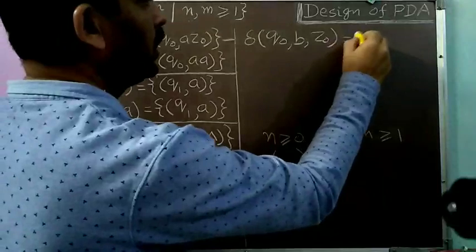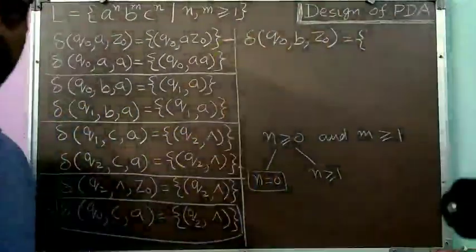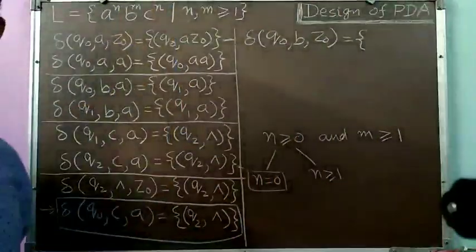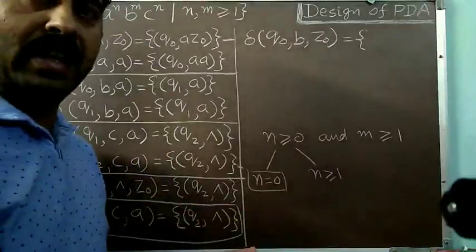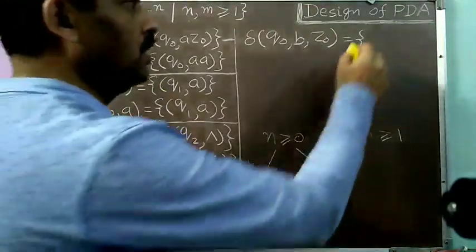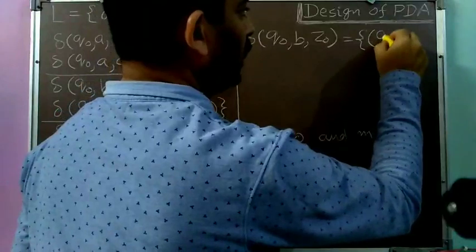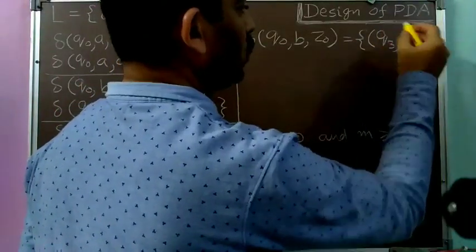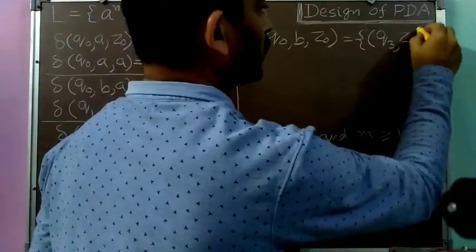This situation we will be getting, so we have to take an action corresponding to it. What action do we have to take for B's? We have to simply maintain the status and consume these B's. So now I will be changing the state, suppose I say Q3, and maintain the status of the stack as Z0.